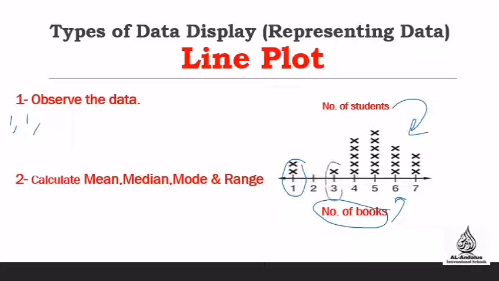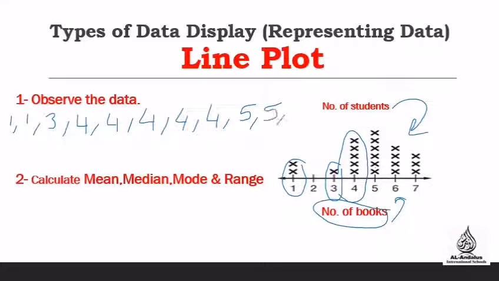How many times is the 3 mentioned? Only once. How many students read the 4? 5 students, 1, 2, 3, 4, 5. So the 4 is repeated 5 times. What about the 5? The 5 is repeated 1, 2, 3, 4, 5, 6. So the 5 is repeated 6 times: 5, 5, 5, 5, 5, and 5.